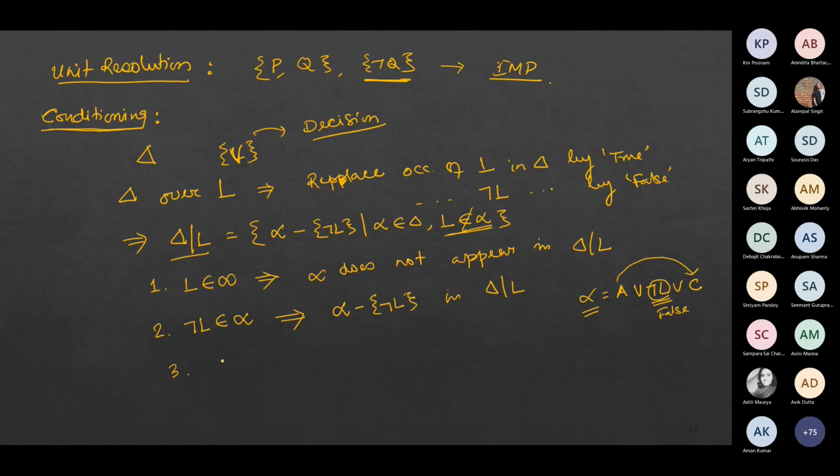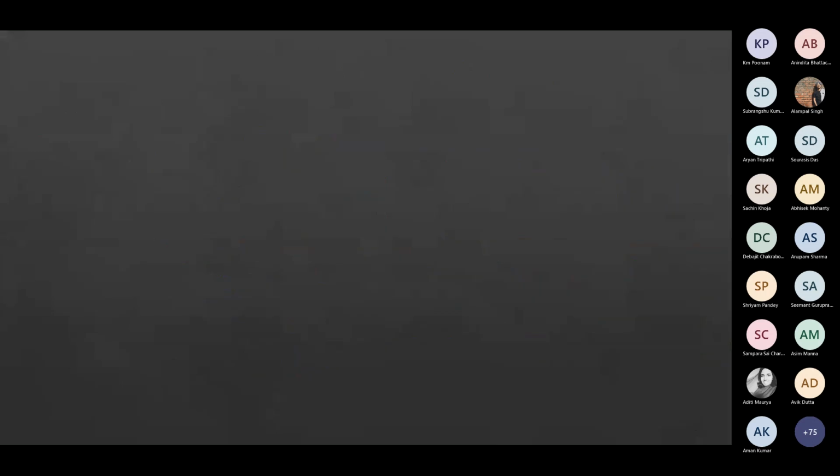The third case is that neither L nor negated L belongs to alpha. In that case, it is very trivial to know that alpha should appear in this conditioned knowledge base. I hope this part is clear. I think it will be clearer if we take a very quick example.